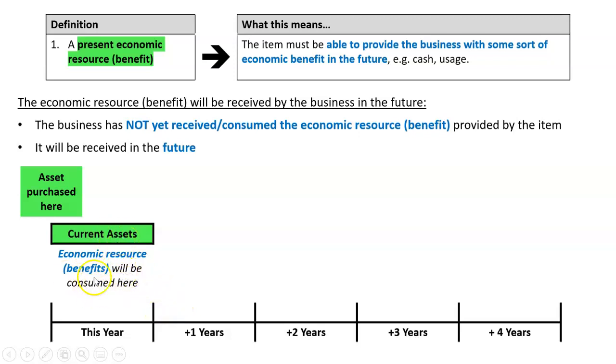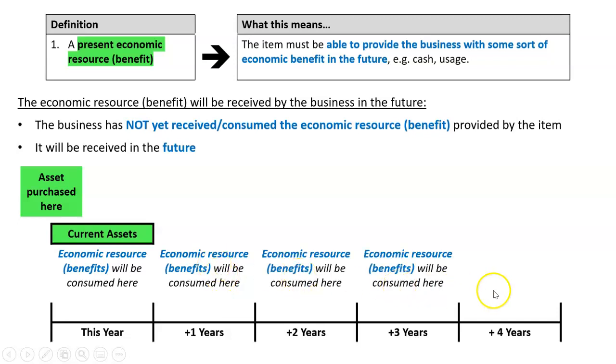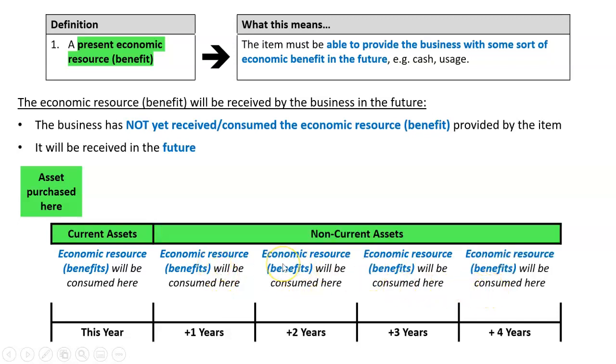We might decide to use that asset in plus 1 years, or 2 years, or 3 years, or 4 years. That's okay too. We would call that a non-current asset. But the point is, the economic benefit has not yet been consumed. It will be consumed or used in the future.